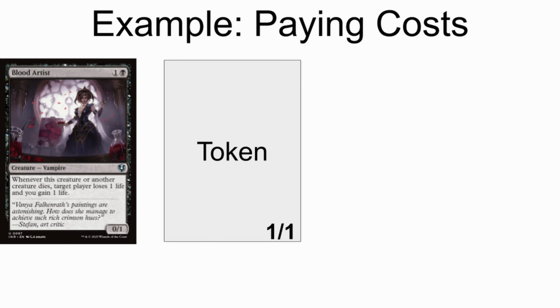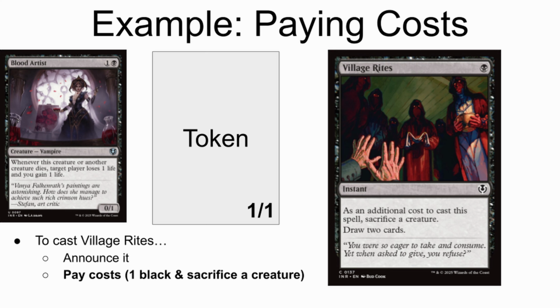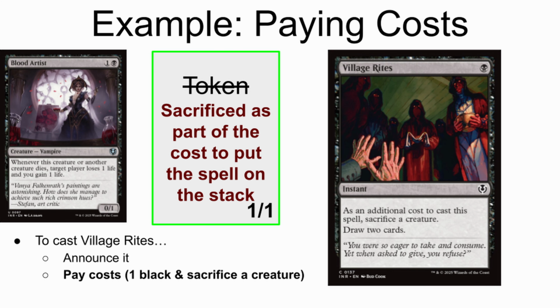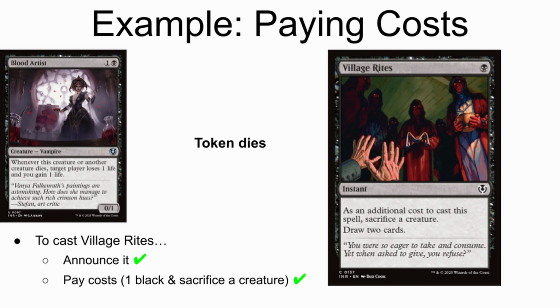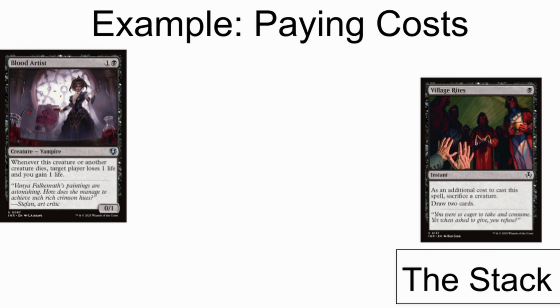Let's look at Village Rites with a simple board state. You control Blood Artist and a 1/1 token. You want to cast Village Rites following the steps we just outlined. Here's how that looks. Announce Village Rites. It has an additional cost. Sacrifice a creature. You choose the token. Now you pay the additional cost and sacrifice the token immediately. No one can respond to that sacrifice because it's part of paying the spell's casting cost. The token dies, and you've now paid all of the costs to cast Village Rites. The spell is then put onto the stack.